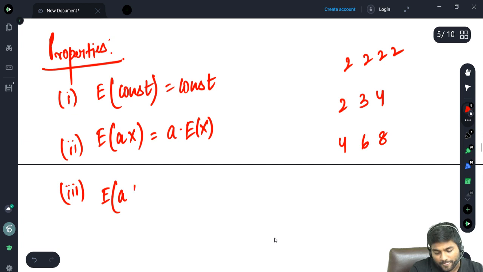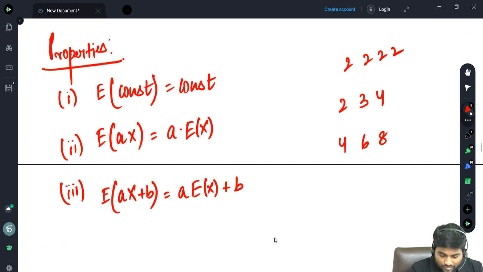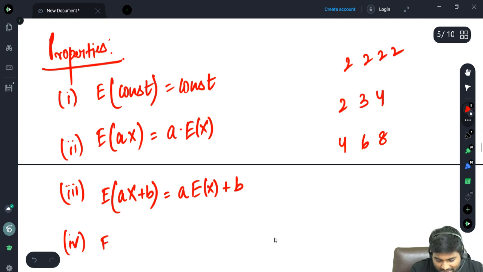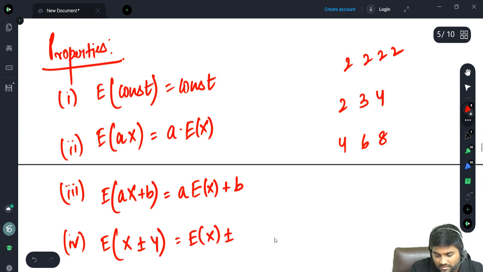Expectation of AX plus B is A times expectation of X plus B. Expectation of X plus minus Y is expectation of X plus minus expectation of Y.